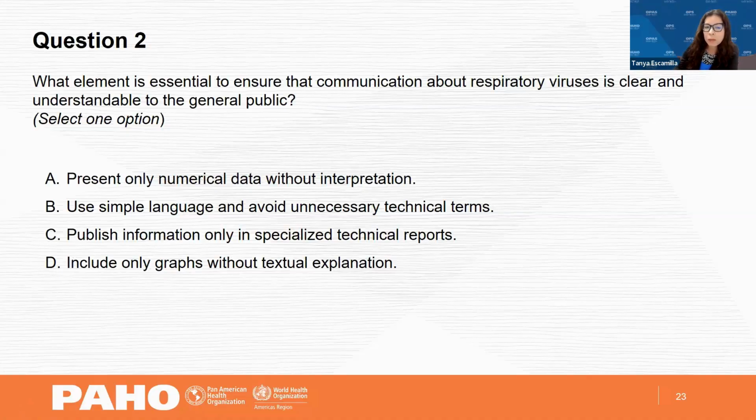We could be having data that we're using in new crises that we could find in our countries. The first option is to present only numerical data without interpretation. The second one is to use simple messages, avoiding technical terms. Third would be publish information only on specialized technical reports. And the fourth includes only graphs without textual explanation.